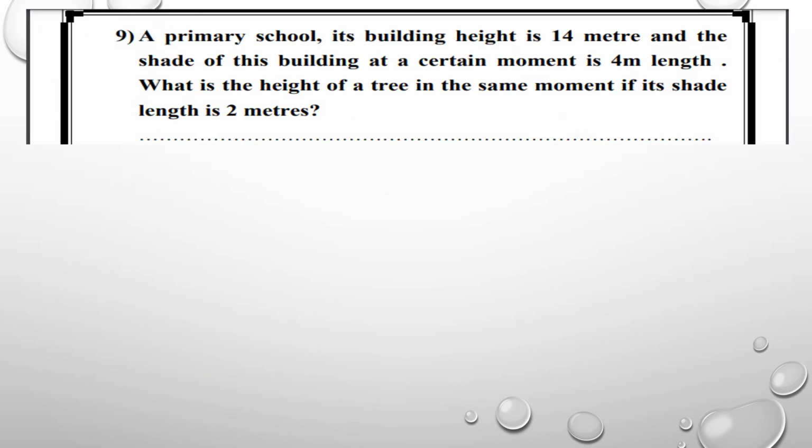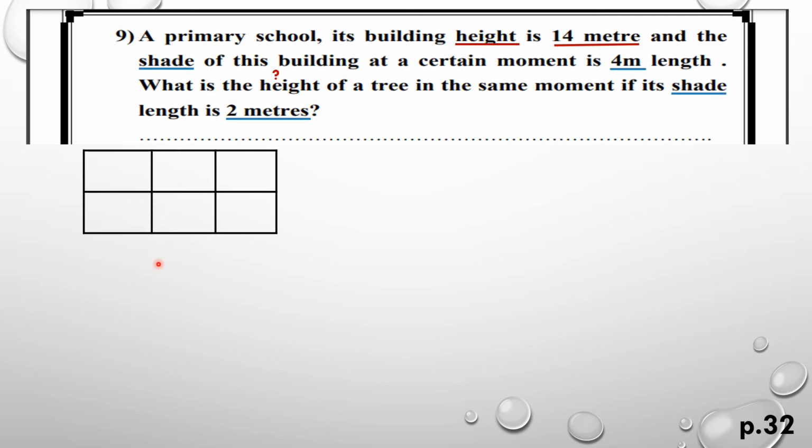Page 32, number 9. A primary school, its building height is 14 meters, and the shade of this building at a certain moment is 4 meter length. What is the height of a tree in the same moment if its shade length is 2 meters? Now, here is our table. What are the titles in this table? The titles here are height and shade. Height up, shade down. What's the height? The height is 14. What's the shade? The shade is 4. What do we need to know? We need to find the height.